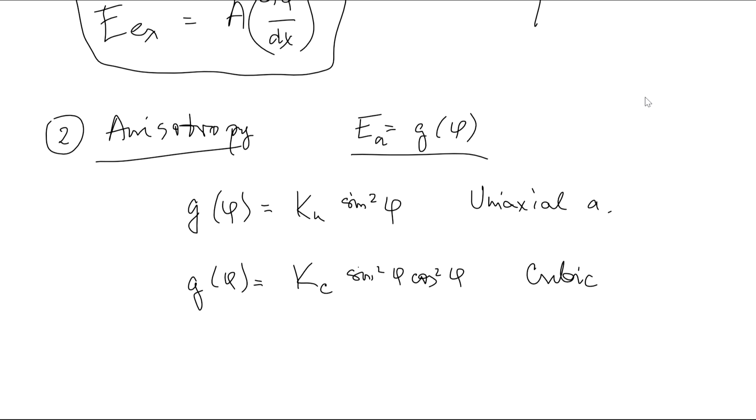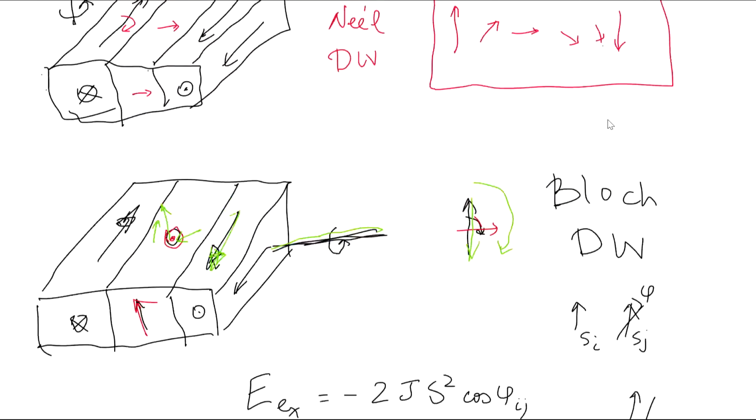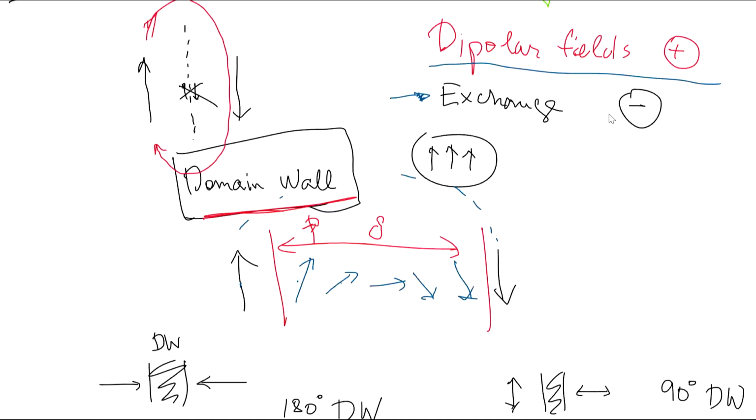So if you look at our domain structure, where is it? Let me choose this. Then exchange interaction would want to align these two parallel to each other. At the same time, within this area, if you forget about dipolar, I have to add another term here, which is anisotropy.